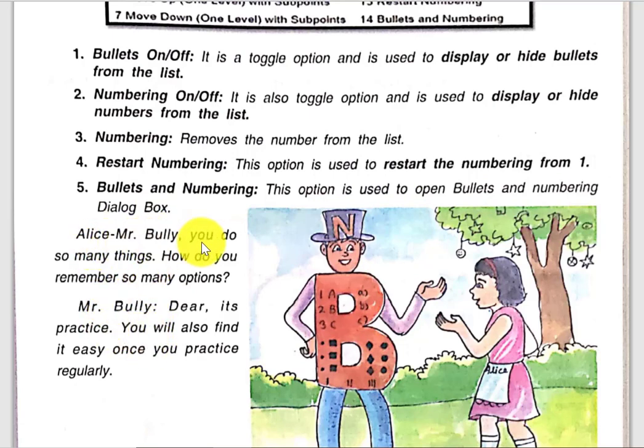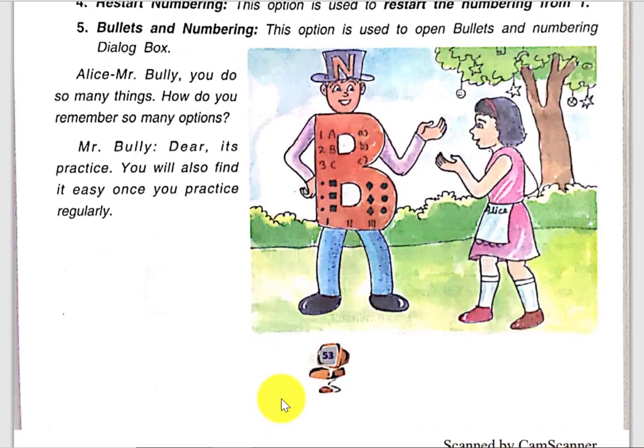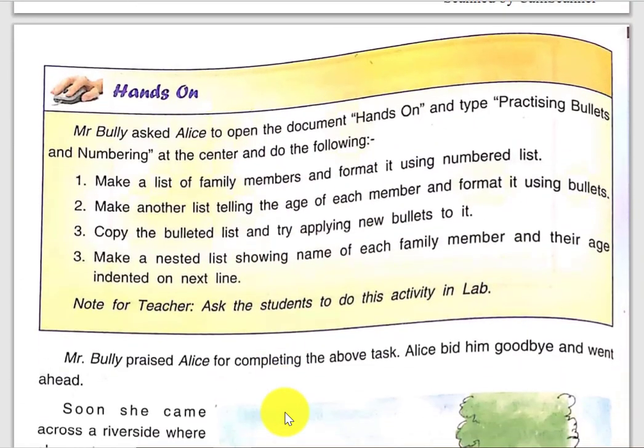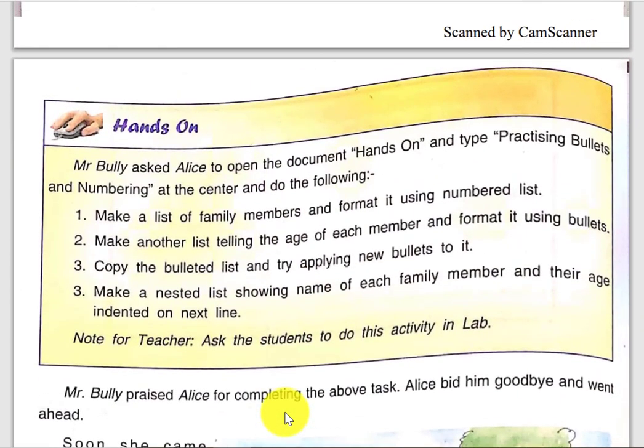Alice says, Mr. Bully, you do so many things. How do you remember so many options? Mr. Bully says, Dear Alice, it's practice. You will also find it easy. You practice regularly, and in the same way, you will practice OpenOffice Writer bullets and numbering commands and other commands. Then only you will be able to remember or learn all the commands.